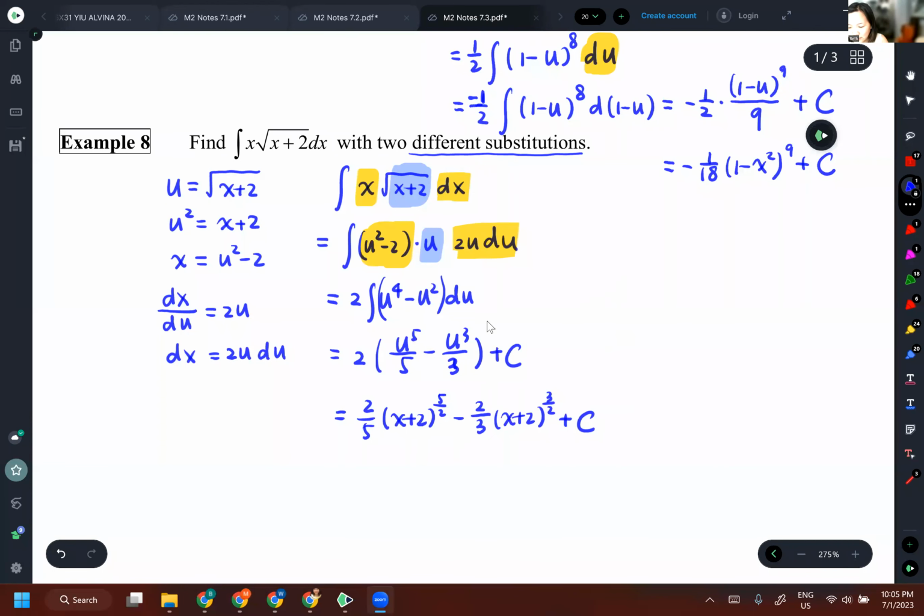I'm sorry, Ms. Chen. For example 8, may I know whether it should be 2u squared instead of u squared? When we multiply by 2u, isn't the 2 taken out? Or 2u squared? Oh, sorry. Thank you. 2u squared, yes. I forgot. Yes, 2, 4.